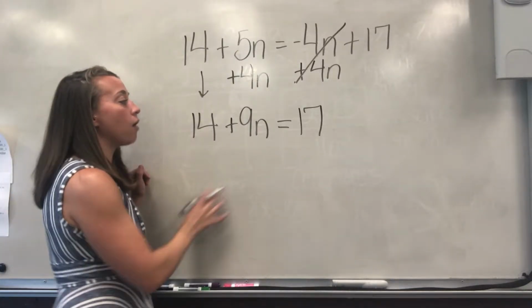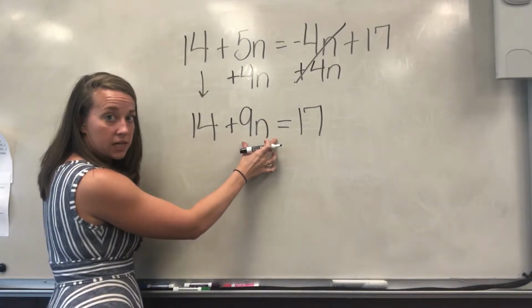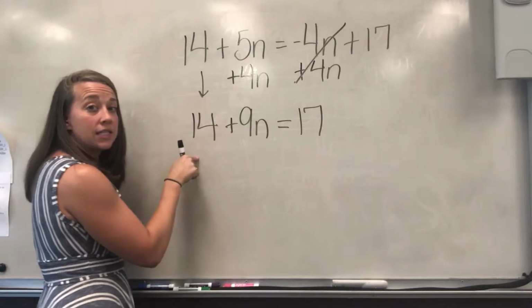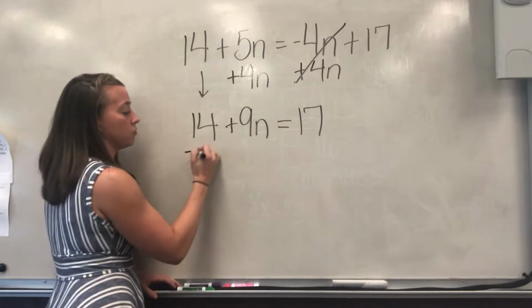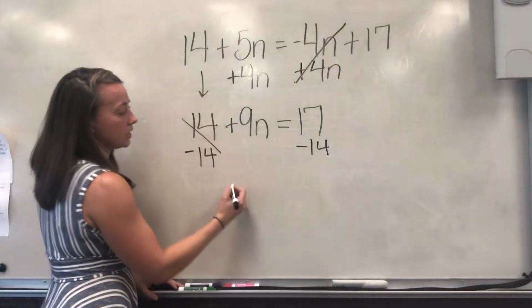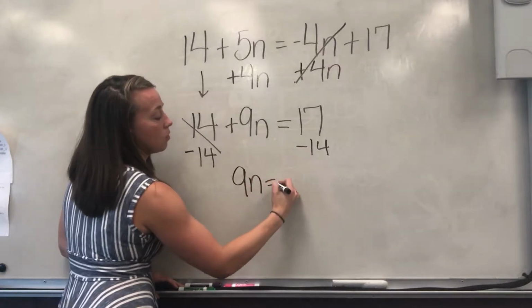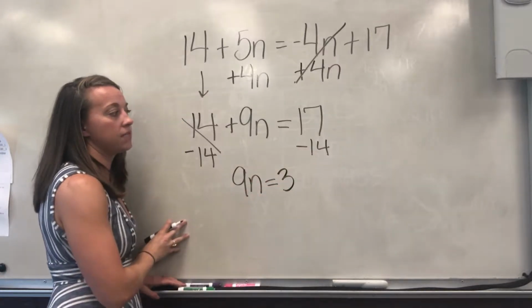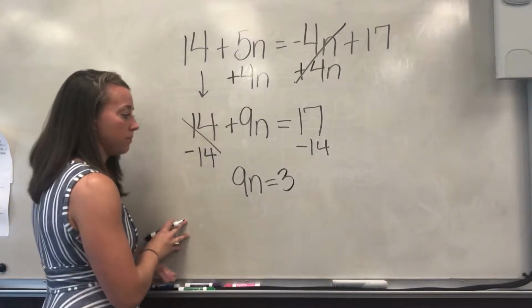Okay? So now my goal is to get all these n's by themselves without any other numbers in the way, so we need to move the 14. Since this is a positive 14, we're going to subtract it because you always do the opposite. And that's going to give me 9n equals 3. 17 minus 14 is 3.